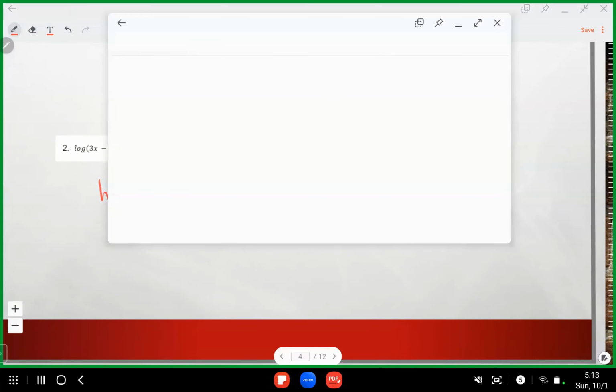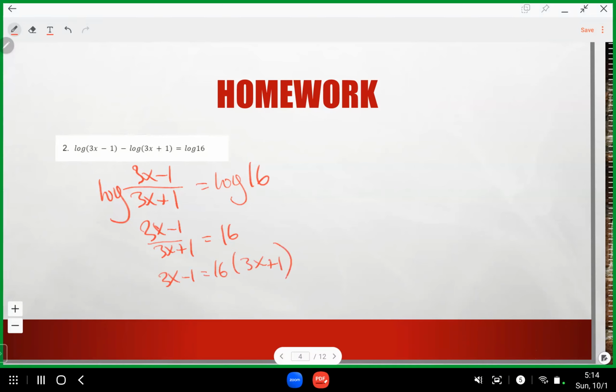So how would you solve for x? Well, you multiply both sides by 3x plus 1. And then you multiply it out, and then you just subtract the 1. And then you subtract the 1, and then move the 48 to the other side. Then negative 17, x equal to negative 17 over 46.